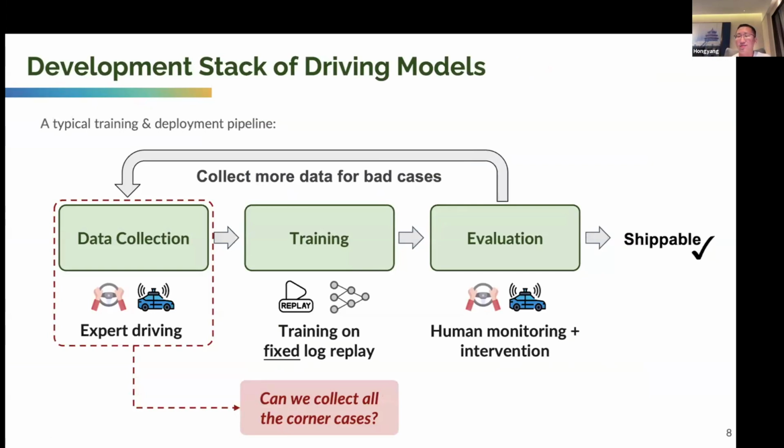So what's next for end-to-end autonomous driving? If we could define the second generation, here we show the stack of driving models. This is a typical training and deployment pipeline where you have the data collection part, usually driven by experts. You collect the data, go to the training stage, and train on the fixed log replay. Then you have the evaluation, and there is feedback from inference to collect more data, especially for the bad cases.